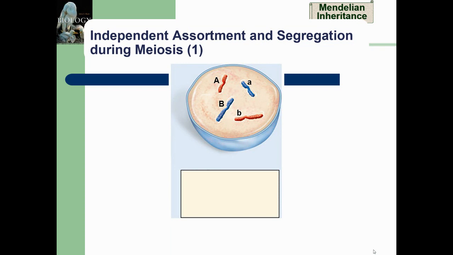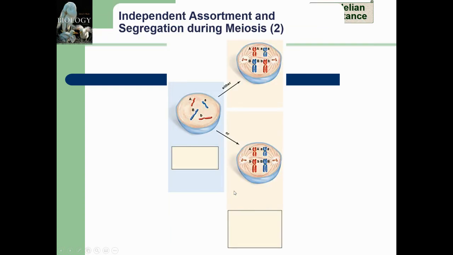So if we look at independent assortment and segregation during meiosis, say here are my chromosomes that I got from mom, that I got from dad. So these are a homologous pair, and these are a homologous pair, I have different alleles in each one. So this would be my heterozygote F1 generation. The parent cell has 2 pairs of homologous chromosomes with 2 traits, trait A and trait B. So during the S phase, we are going to duplicate each of these, get a sister chromatid, but we're going to still have the same alleles on those sisters because it's an exact copy.